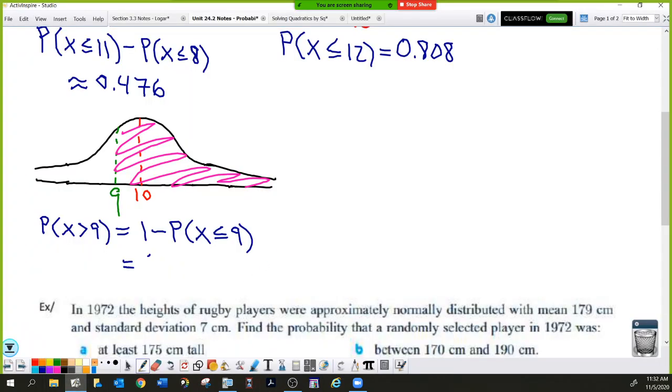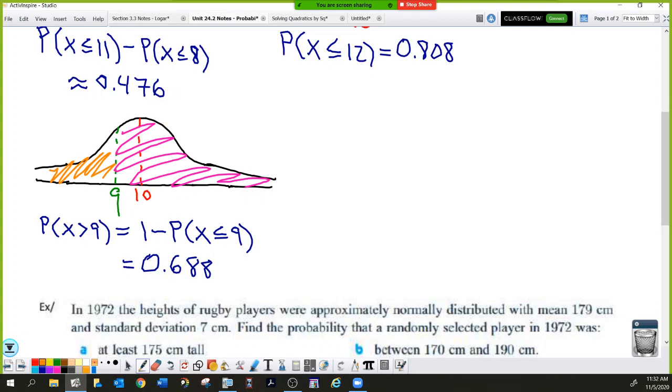So why did you do the 1 minus the probability of that? Because your calculator can only go left. Your calculator can only calculate this probability. And since the orange and the pink add up to 1, I go, fine, if I want the pink, I'll just do 1, the whole thing, minus the orange piece. And I'll be left with just the pink piece.